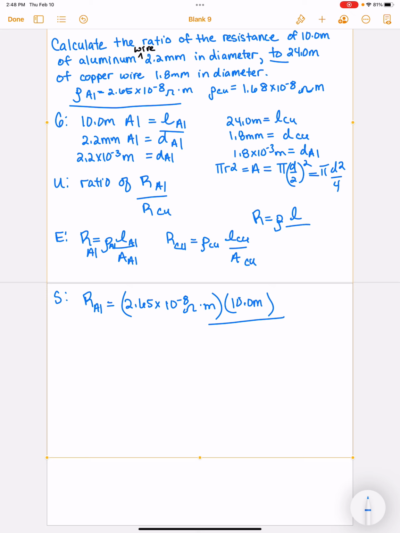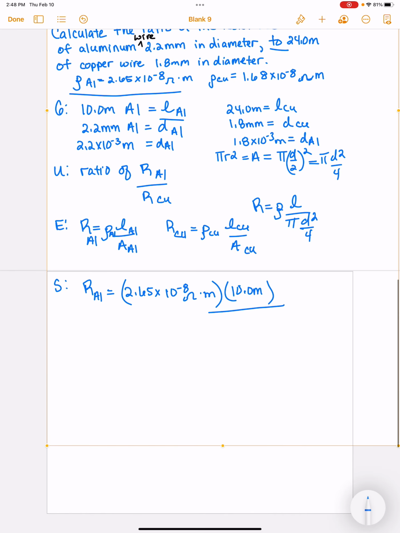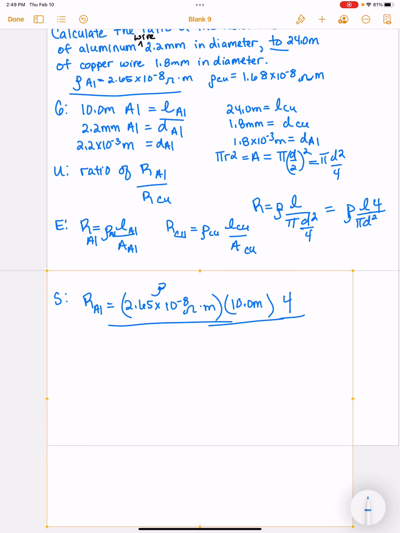Well, I guess I'll just show it like I did in the front, but pi d squared divided by 4. Well, that's the same as multiplying by the reciprocal of that. So that equals resistivity times length times 4 over pi d squared. So I'm going to apply that here. So we have resistivity, length, and then there's the 4.